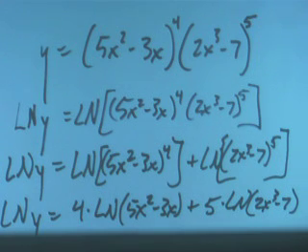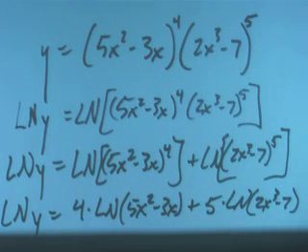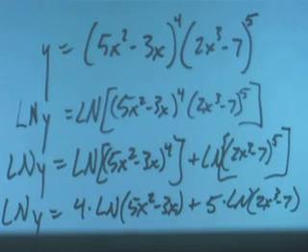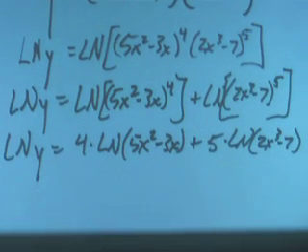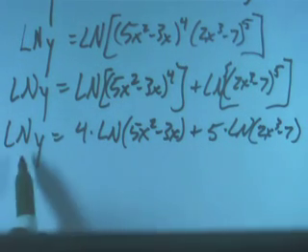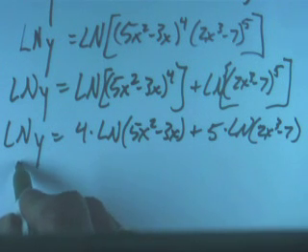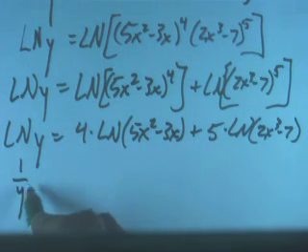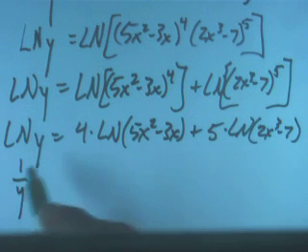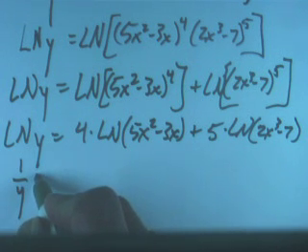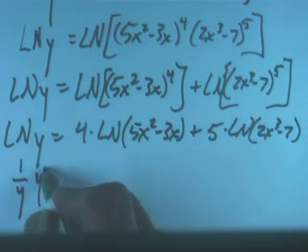Now we will differentiate implicitly. When we differentiate the natural log of y, we simply get 1 over y, but remember, when you differentiate implicitly, you have to throw in a dy dx or a y prime.